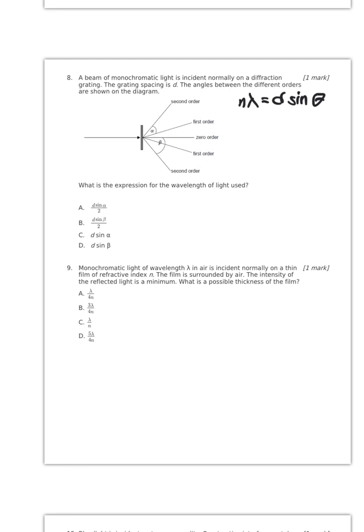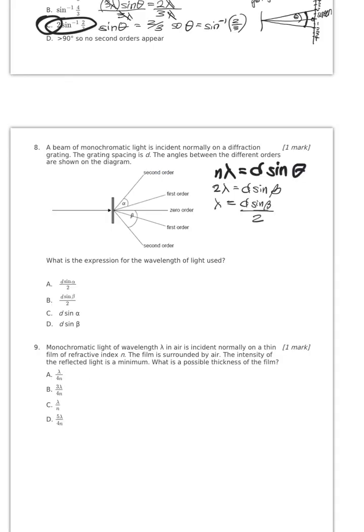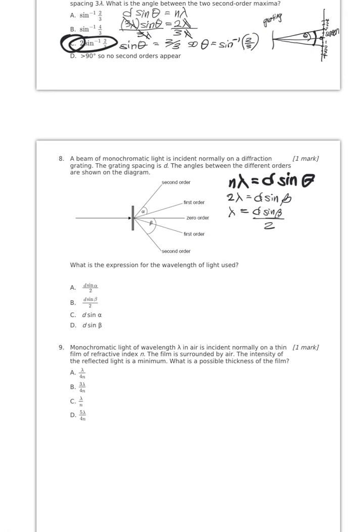Well, let's start with beta, because beta is measured. We normally measure our angles from the center line, the 0 order, so let's start there. And that's second order, so 2 lambda equals d sine beta, and we're solving for wavelength. And I seem to have stumbled on the answer. Lambda is d sine beta over 2, choice B.